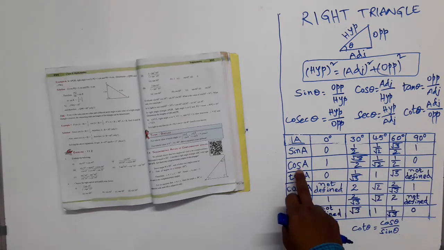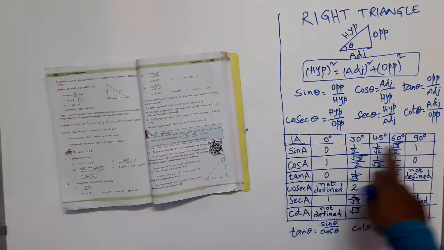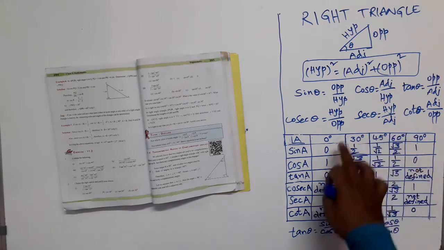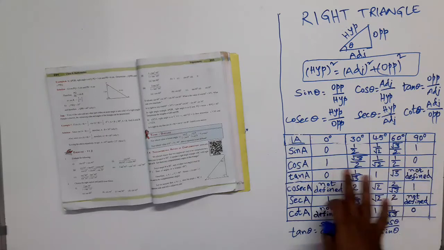Observe cos. Cos 0 degrees is 1. Cos 90 degrees is 0. Reverse order. 1 is here, 0 is here. Again, these three values are also written here in reverse order. Root 3 by 2 written here, 1 by root 2 written here, 1 by 2 written here. If you remember these three, you can write these ones also, right?